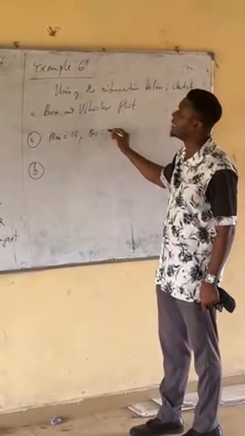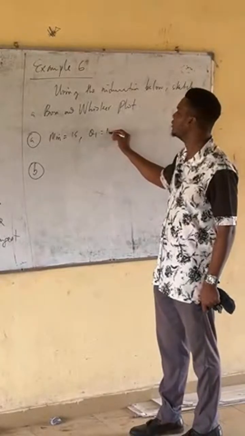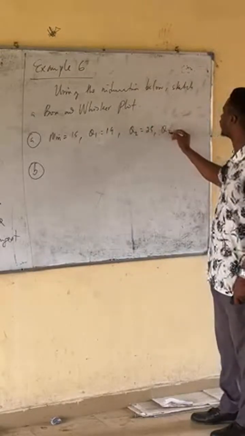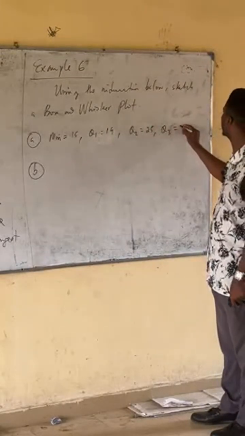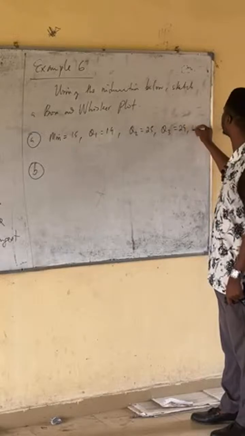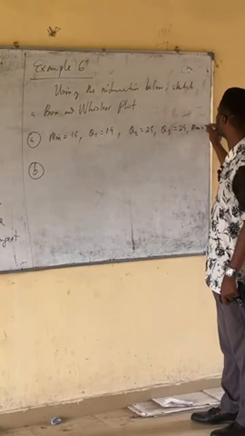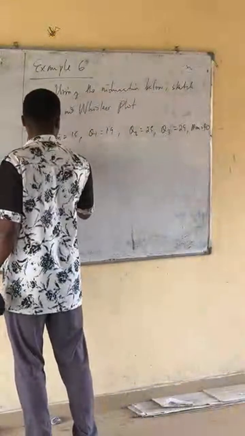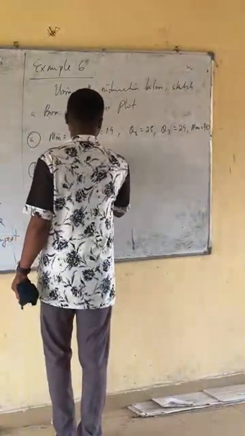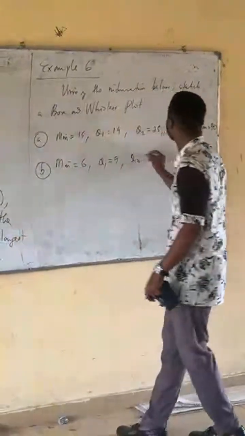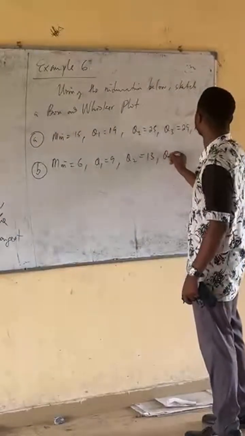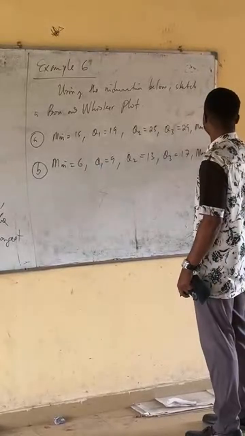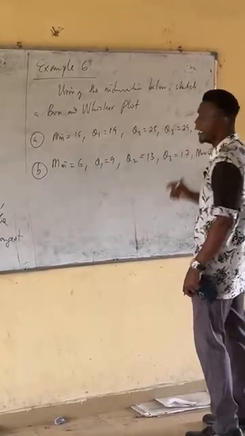Q1 cannot be 10. Q1 is 19, Q2 is 25, Q3 is 29, and the maximum is 40. So next one: minimum is 6, Q1 is 9, Q2 is 13, Q3 is 17, and the maximum is 23.